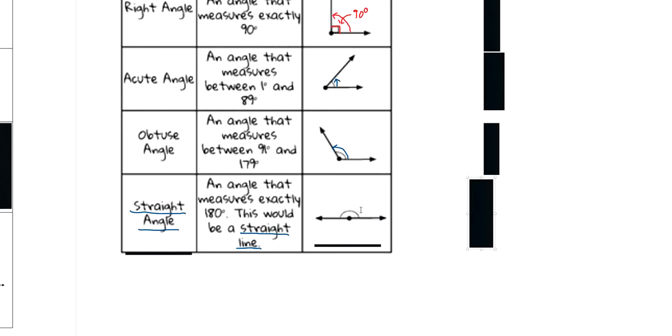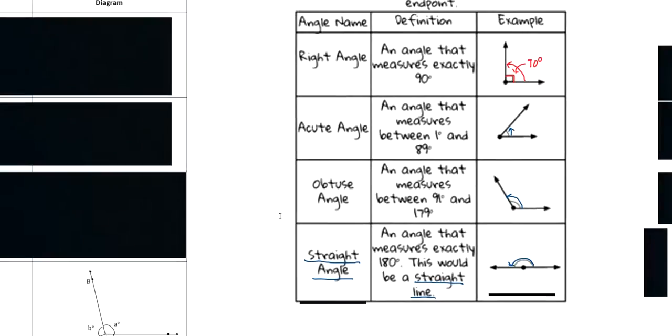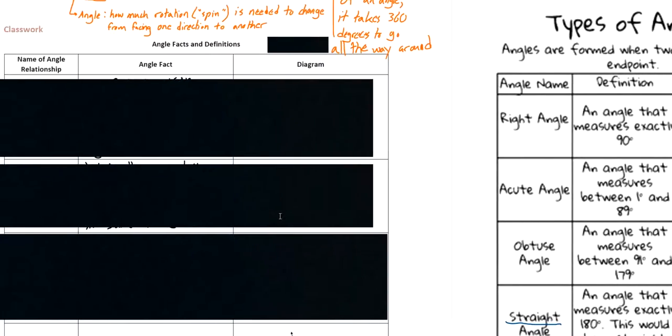And there we have our straight line right there. So again, this angle to rotate from facing one direction to the completely opposite direction takes a rotation of 180 degrees. All right, we are done with that little cheat sheet, that little review sheet of types of angles.